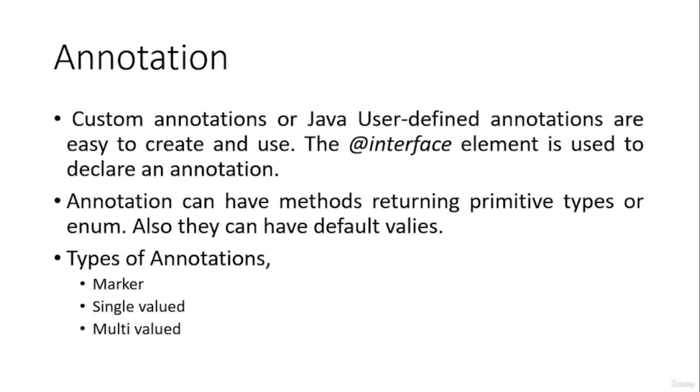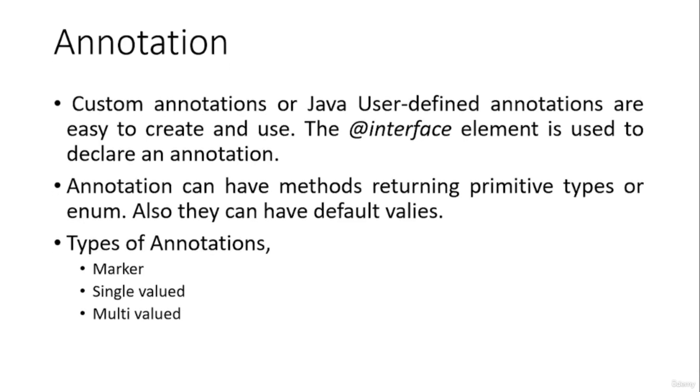Now we want to discuss some of the types of annotations. The first one is the marker annotation. For example, @Override has no methods, so it is a marker annotation. The next type is single valued. Single valued annotations have only one field to fill. The third type is multi-valued, which means you can have multiple values in that annotation. So that's it for the basic things about annotations.